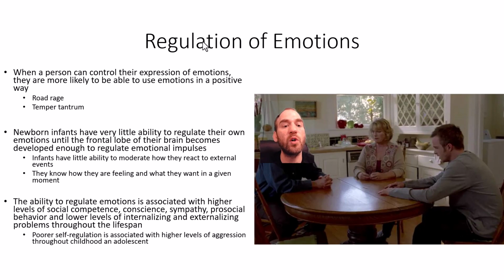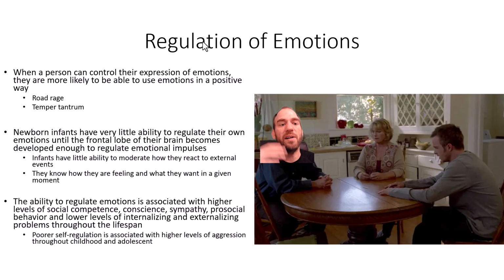Newborn infants have very little ability to regulate their own emotions until the frontal lobe of their brains becomes developed enough to regulate emotional impulses. Infants have little ability to moderate how they react to external events. They know how they are feeling and what they want in a given moment. The ability to regulate emotions is associated with higher levels of social competence, consciousness, sympathy, pro-social behavior, and lower levels of internalizing and externalizing problems throughout the lifespan. Poor self-regulation is associated with higher levels of aggression throughout childhood and adolescence.